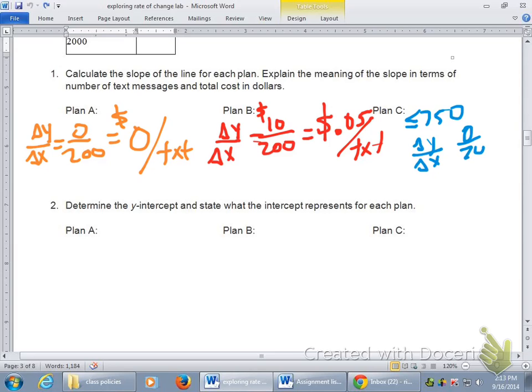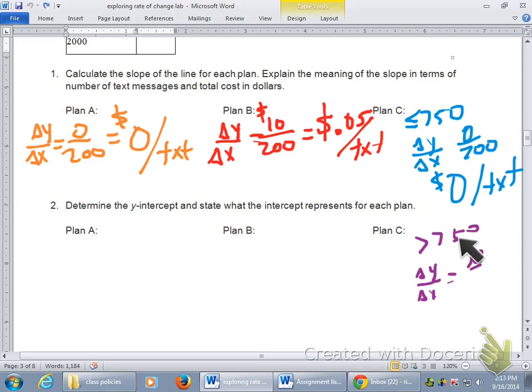And then Plan C got a little more tricky because we recognized we had two sections again. We had that first section when it was less than 750. It did end up being just like Plan A. It was $0 per text that they charged you. But then once you got over 750, they did start charging you, and it was again $10 over 200, which is the same as a nickel per text.